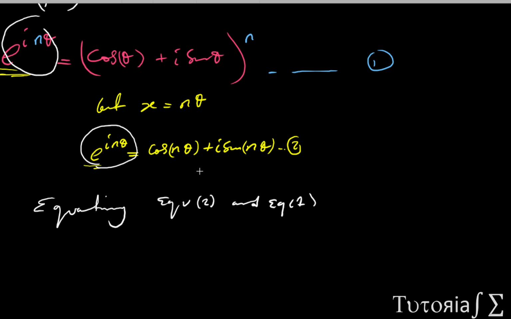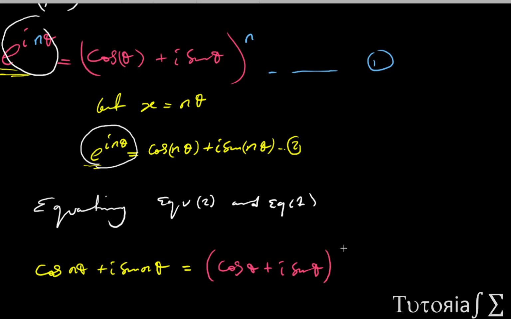So that is cos n theta plus i sine n theta will be equal to this part, which is brackets cos theta plus i sine theta raised to the power n. Basically, this is what we call de Moivre's theorem, and that is how you derive it. I'm just giving a brief of how to derive de Moivre's theorem.